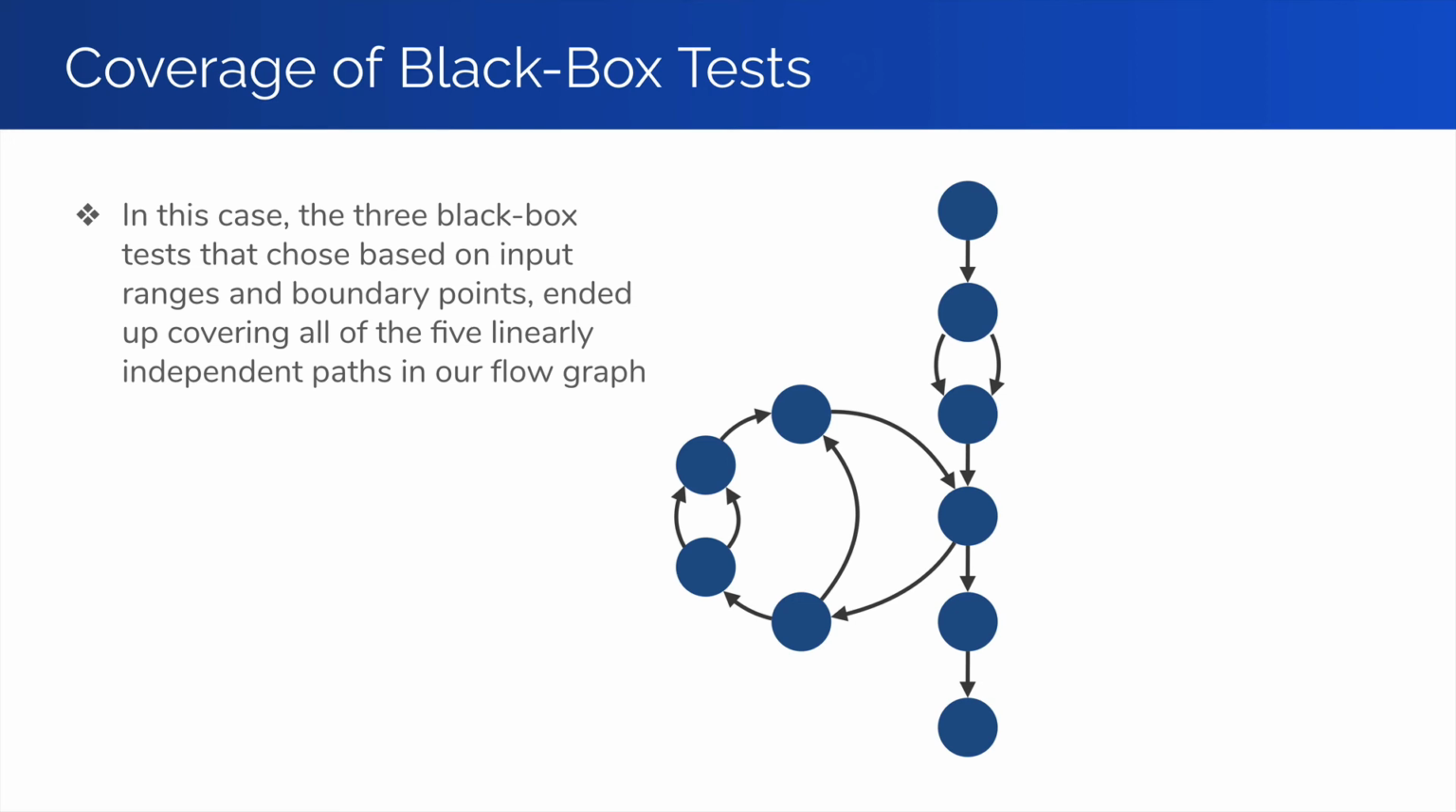That leads to an interesting question. We started with 3 test cases that cover all linearly independent paths, and then we discover that we can cover all linearly independent paths with only 2 test cases. The question I'm thinking about is, do you think it's theoretically possible to cover all linearly independent paths with just a single test case? Please pause the video and try to answer this question.